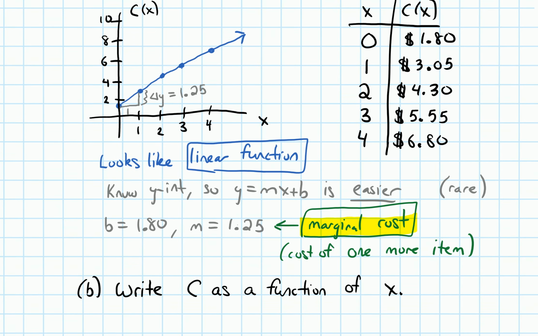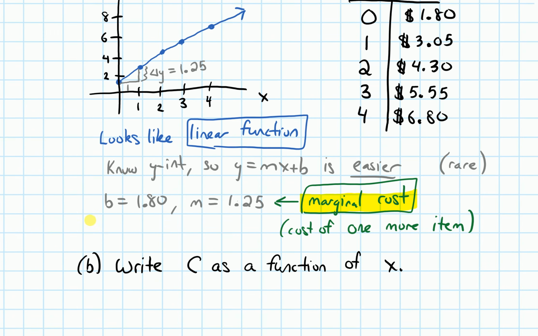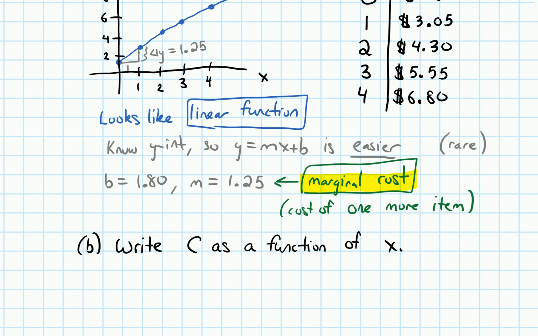Okay, so now let's actually write this as a function of x. When it says to write c as a function of x, what that means is to write a formula for c of x. And the formula should be c of x equals something where the only variable on the right-hand side is an x.